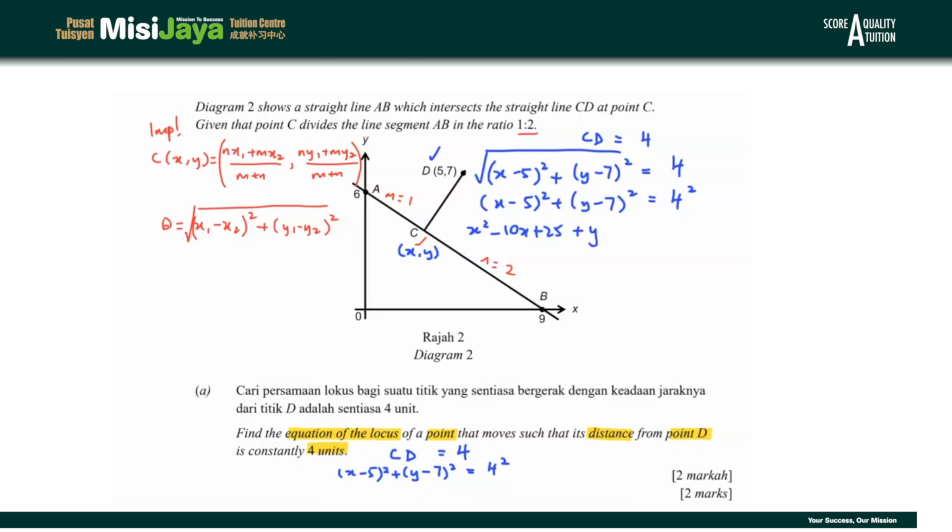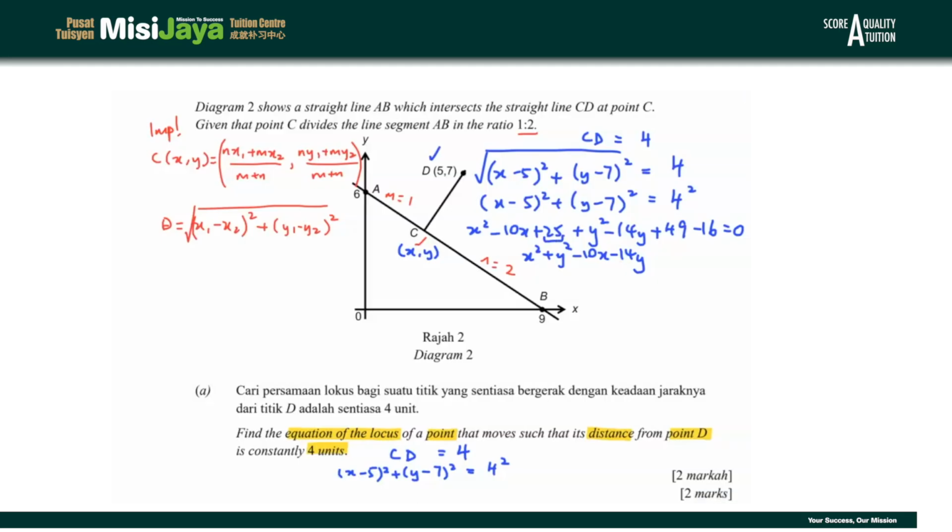Then plus y squared minus 14y, because negative 7 squared is plus 49. Then this 4 squared is 16. So we bring it over to the left and it becomes minus 16 equals to 0. Now we arrange it. So x squared comes first and then y squared. And then for x we have negative 10x, and for y negative 14y. And then for the numbers, I'm going to add them together.